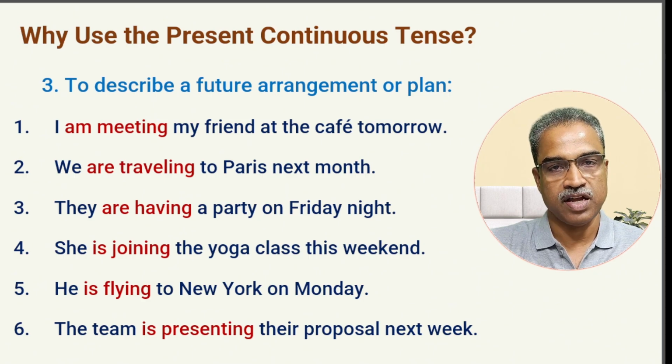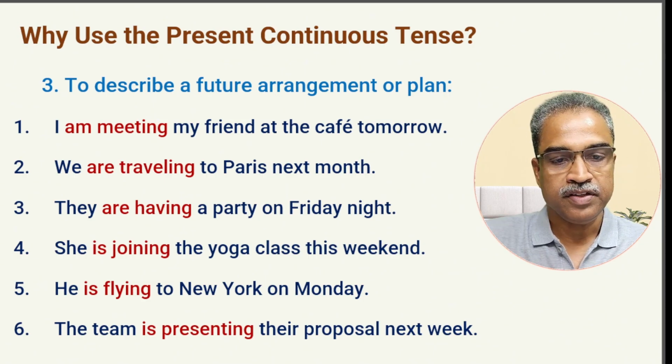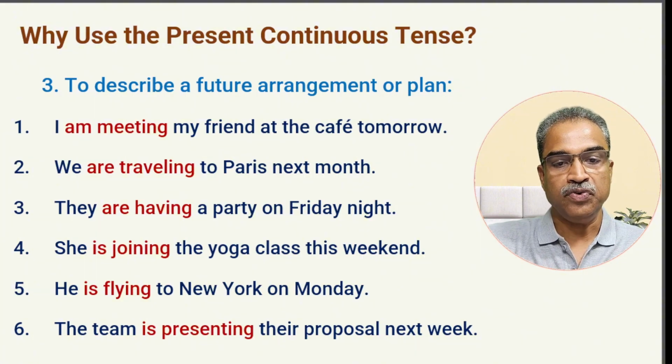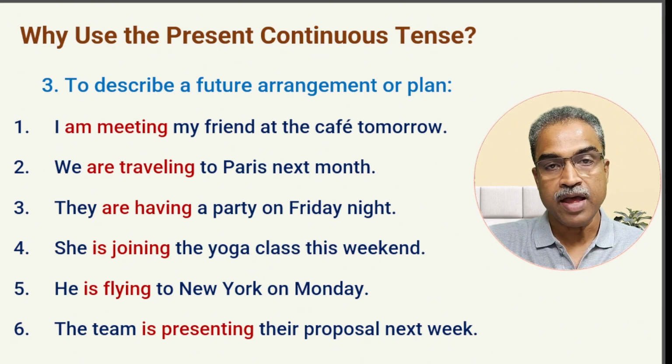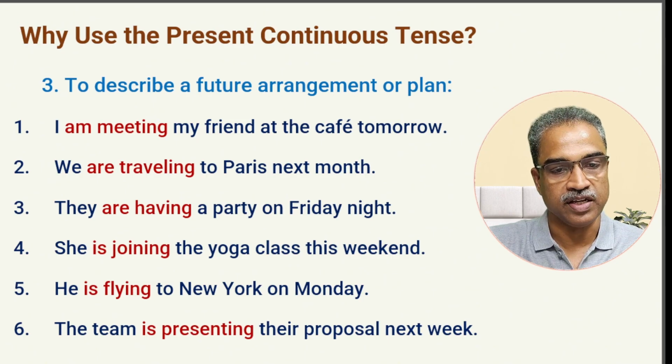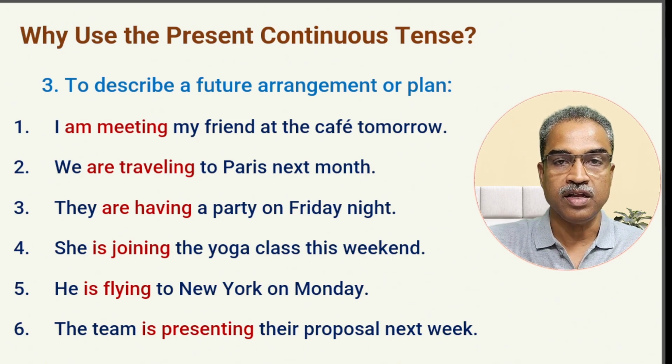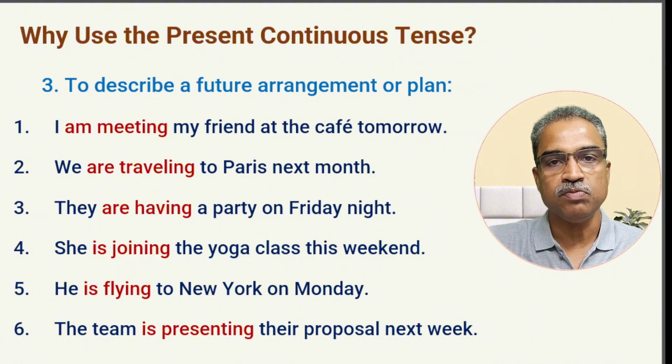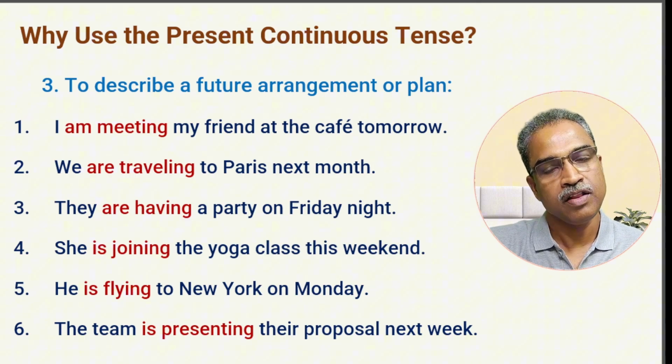So let's see some examples here. This is used as a future arrangement or plan. I am meeting my friend at the cafe tomorrow. Right now I am not meeting. My meeting will take place tomorrow, but still we use the present continuous tense here. It simply means that I will meet my friend tomorrow. The meeting will take place only tomorrow, in the future, but still we are using it.